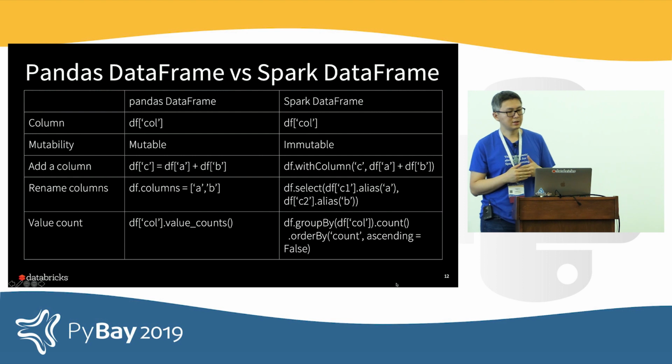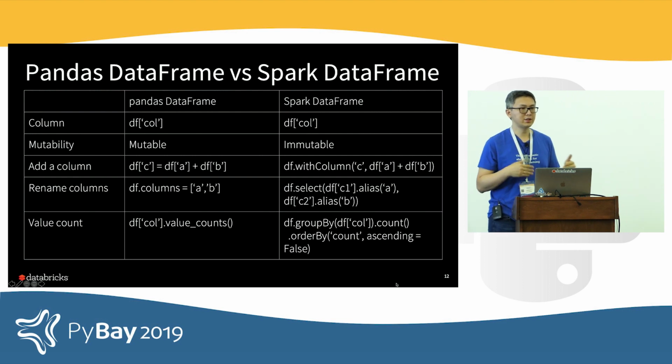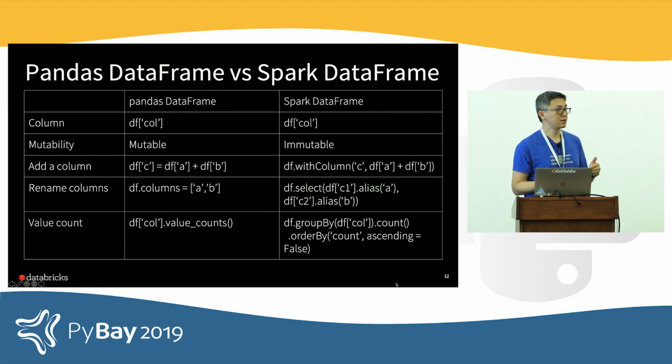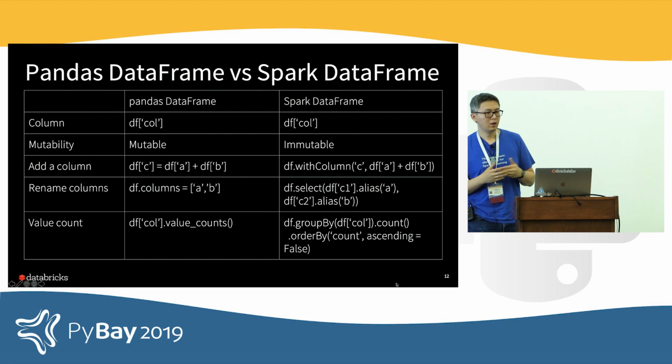So let's compare the difference using very simple examples. First is columns. If you want to select the columns using a Pandas DataFrame and a Spark DataFrame, it's the same. But internally, they are different. The Pandas DataFrame is mutable, and the Spark DataFrame is immutable. It's hard to say which one is better. It depends on the use case and your background.